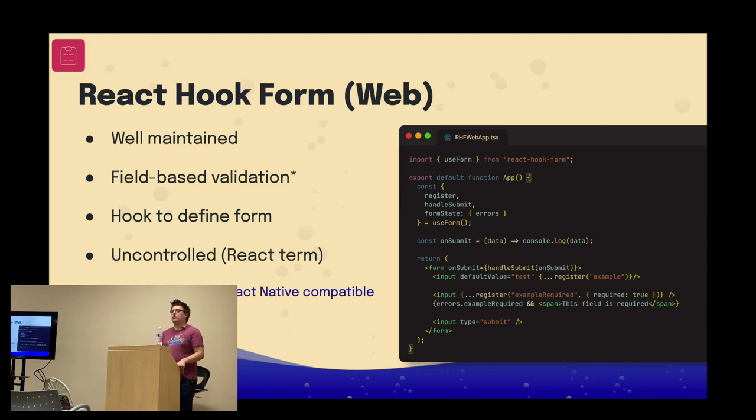Now, the general idea of what uncontrolled versus controlled means is that, if you think of the DOM elements on screen, the DOM controls state, right? If you don't have any other libraries, no JavaScript, and you type into a text input, the DOM stores that value in state in memory, right? React likes to control that state in JavaScript as opposed to in the browser's memory. Like, it's in the browser's memory because it's in JavaScript, but it likes to control it outside of the DOM, right? React Hook Form has the exact opposite approach.